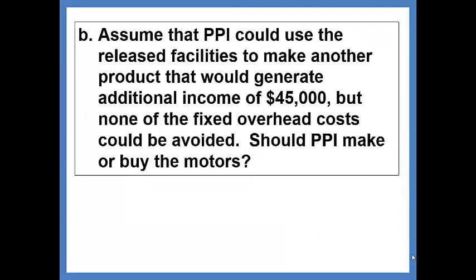Now we change things a bit and we say, assume that PPI could use the released facilities to make another product that would generate additional income of $45,000, but none of the fixed overhead costs could be avoided. Should PPI make or buy the motors? All right, so here we have an opportunity to make another product only if we free up the facilities by buying the part. So this $45,000 is an opportunity cost if you decide that you're going to make the part.